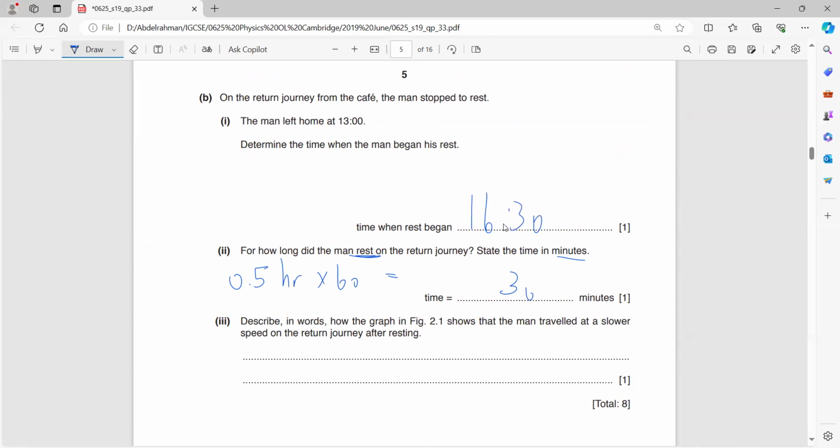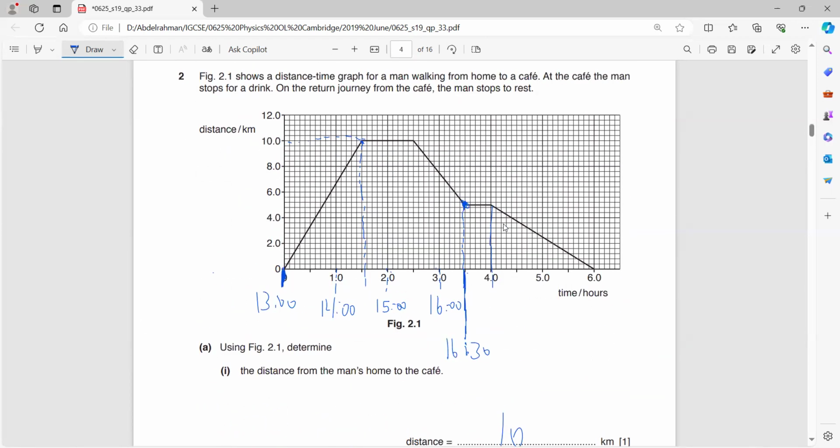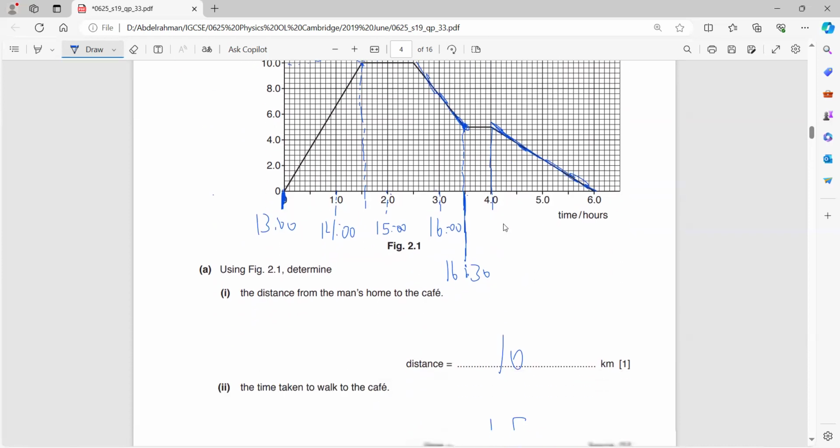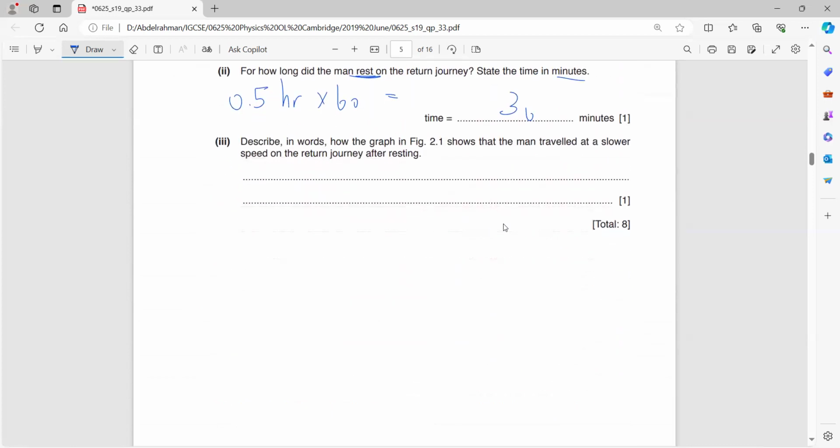Describe in words how the graph shows that the man traveled at a slower speed on the return journey after resting. Less steep. Exactly, less steep. This line is less steep than this line. The slope is less. You can say less steep, or less gradient, or less slope, whatever. They are all correct. This part here is quite easy.